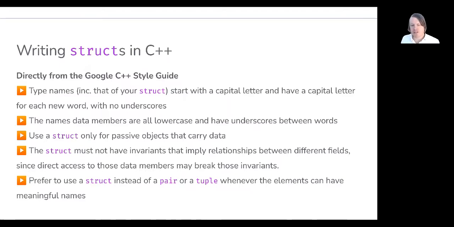We should use a struct only for passing objects that carry data. It's going to be aggregates of data. We'll see that there are better ways to implement types that do more elaborate things, and that's what this line's attempting to communicate. Furthermore, when we're using a struct, the struct must not have invariants that imply relationships between different fields, because we're able to access each of those fields directly.